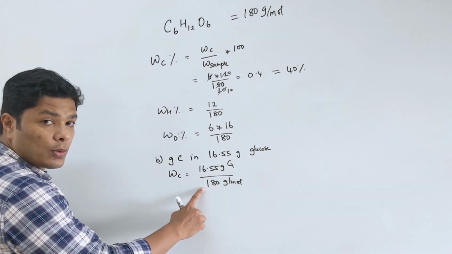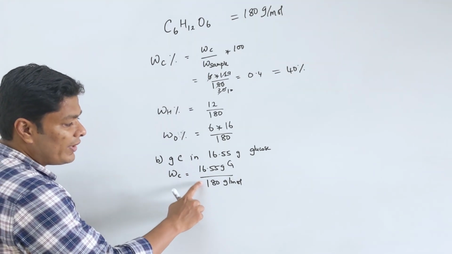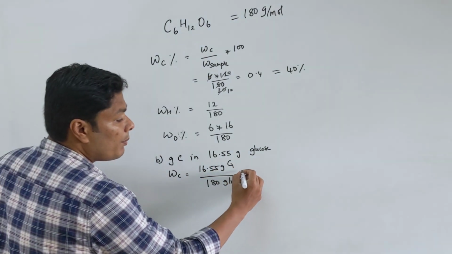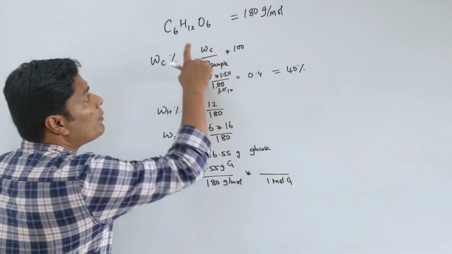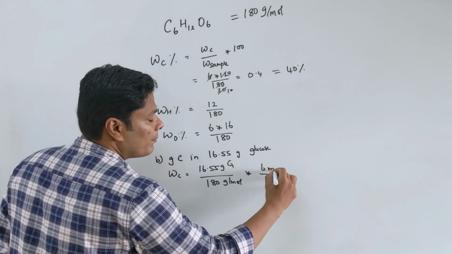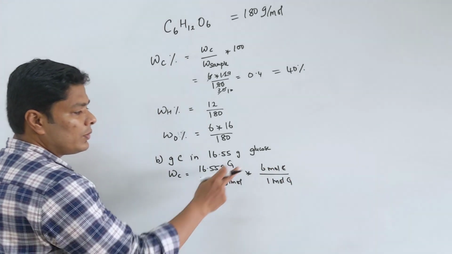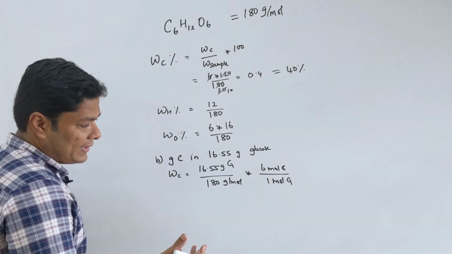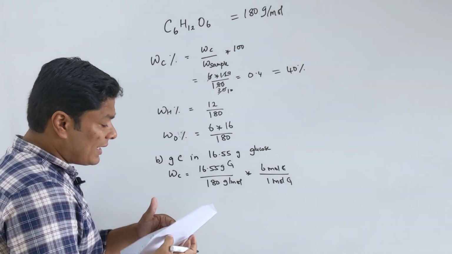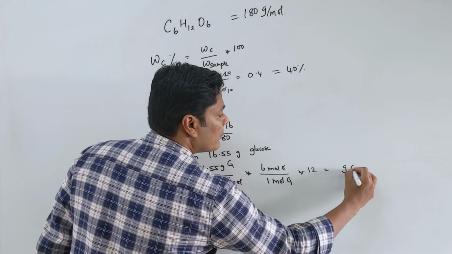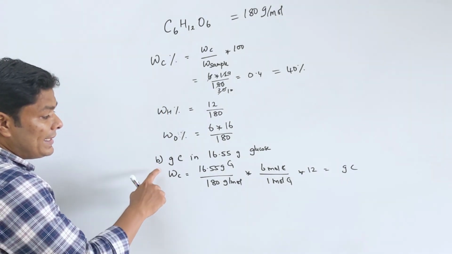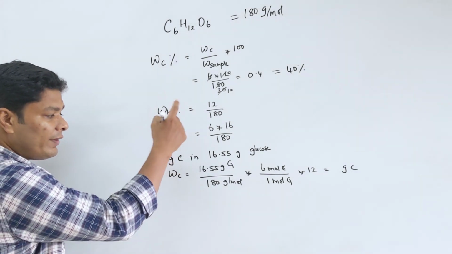Mass over molar mass gives you what? Moles. So I have figured out moles of glucose. Now from moles of glucose, 1 mole of glucose has how many moles of carbon? 6 moles carbon. So did I get my moles carbon right now? Yes. Now they are asking you what is the grams. So moles carbon times 12 will give you grams carbon. That's one way.